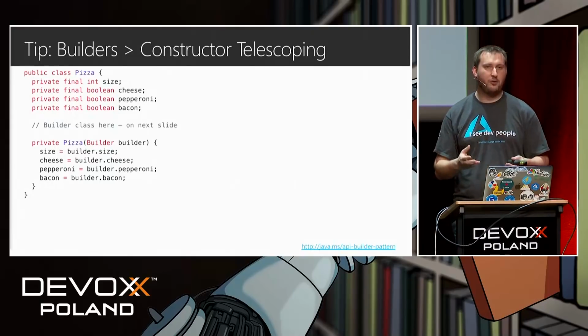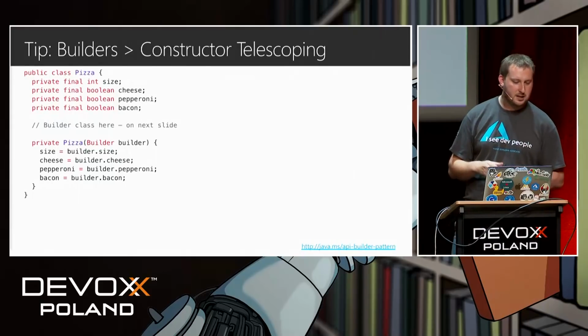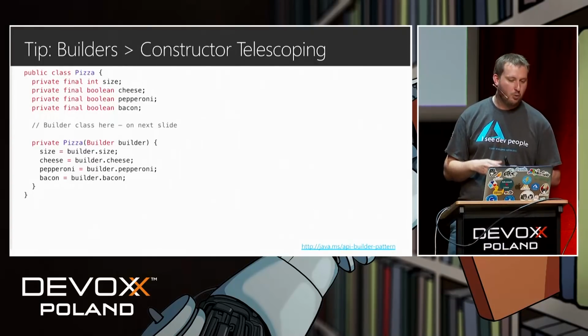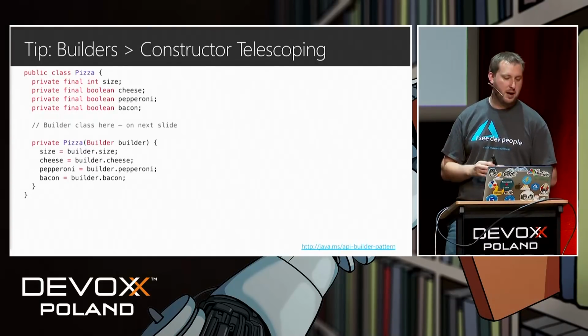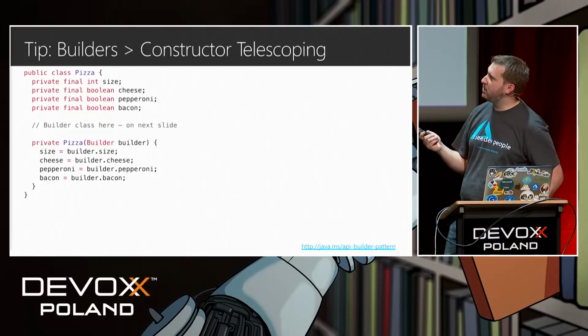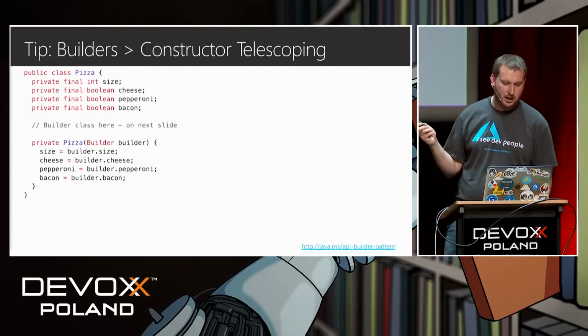So I hope all of you are familiar with builders, but here's a pizza class. It's got a private constructor that takes a builder as its argument. All the fields are final, so we've got the immutability back, and you can see when the builder's passed in, we just read the values out of the builder. So where that comment is about the builder class being here, that's what's coming up on the next slide, but just imagine it's kind of there.